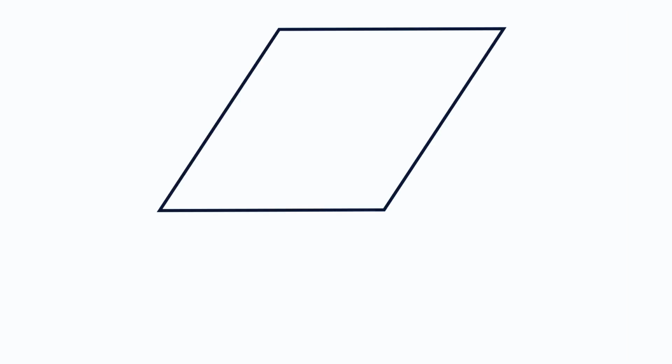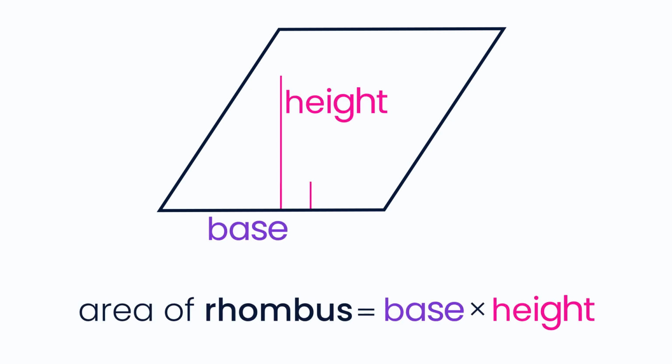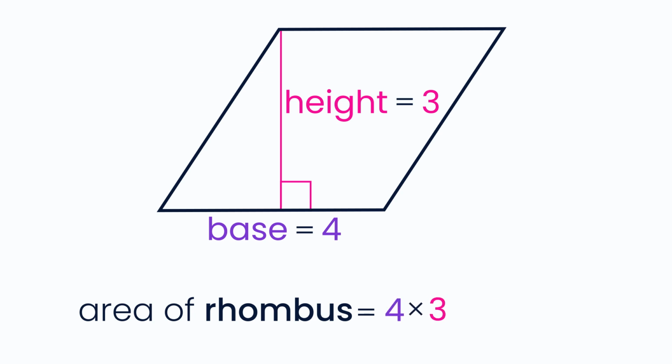And finally, let's look at a rhombus. The formula for the area of a rhombus is also base times height. In this rhombus, the base is 4, and the height is 3. So, the area is 4 times 3, which equals 12.